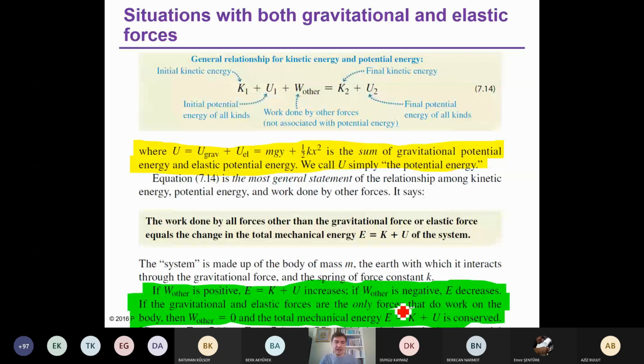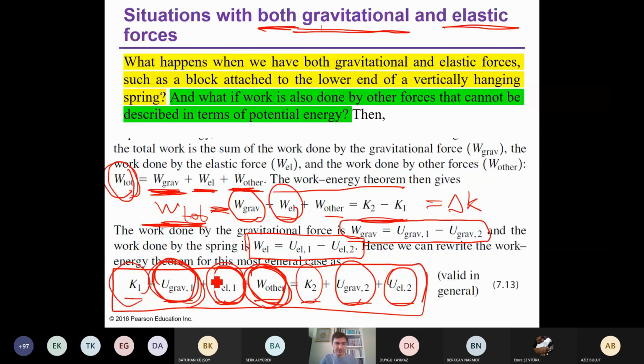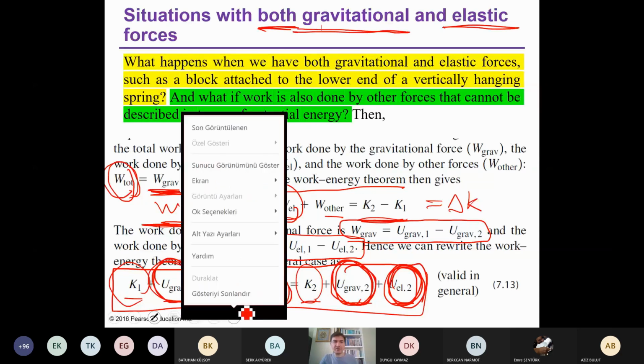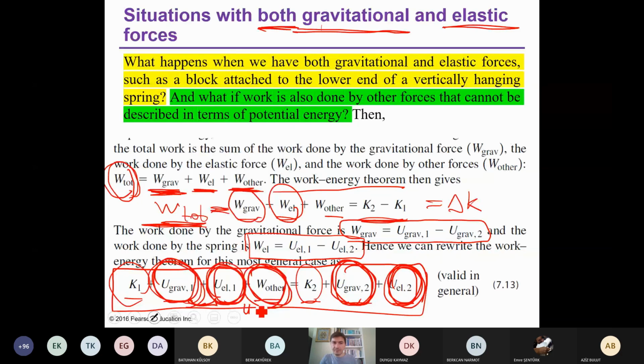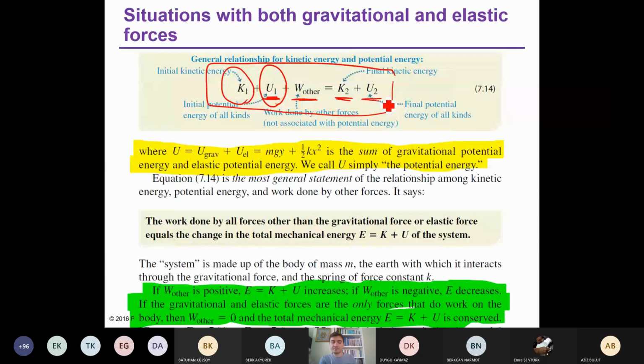What we have here, we have gravitational potential energy and elastic potential energy. Here, gravitational potential energy and elastic potential energy. Then I can combine them in a single potential energy, U1, and I can combine this one in a single potential energy, U2. Then here we have initial kinetic energy, initial potential energy, which includes elastic potential energy and gravitational potential energy, plus the other. And here we have final kinetic energy plus final potential energy of all kinds, gravitational potential energy plus elastic potential energy.